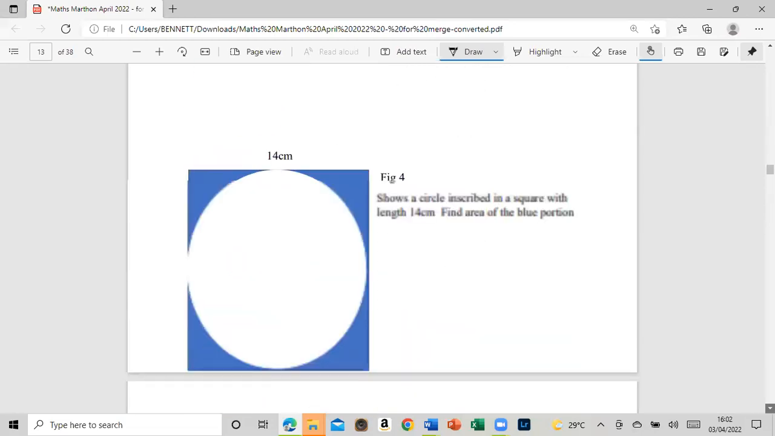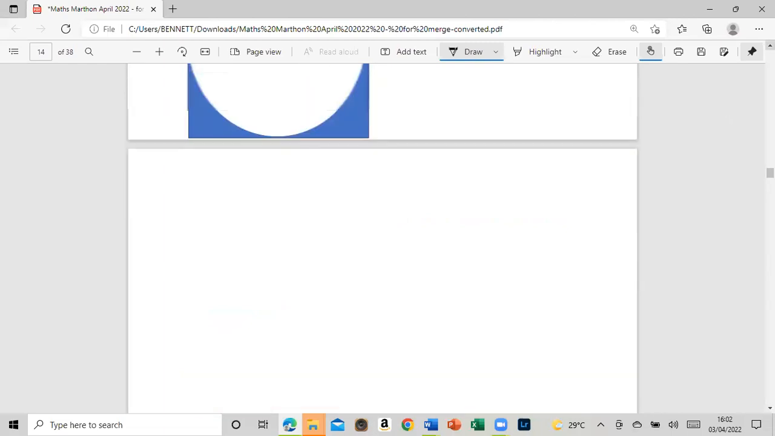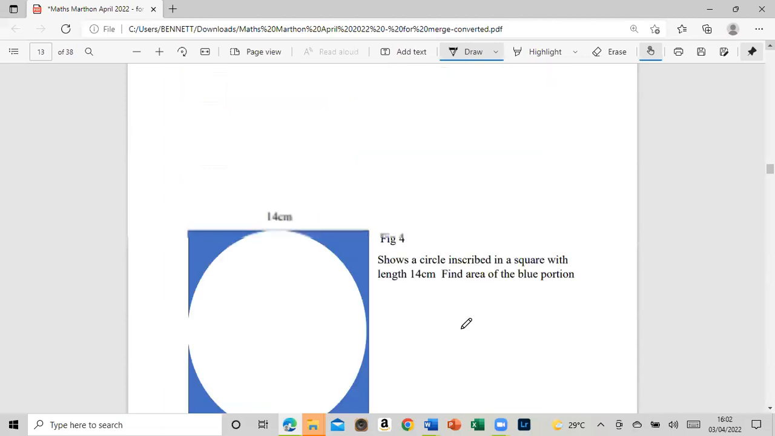One more thing. For some reason, there was an error. This was supposed to be on the next page, but I guess some adjustment. All right, this figure 4 shows a circle inscribed in a square with length 14 centimeter. Find the area of the blue portion.